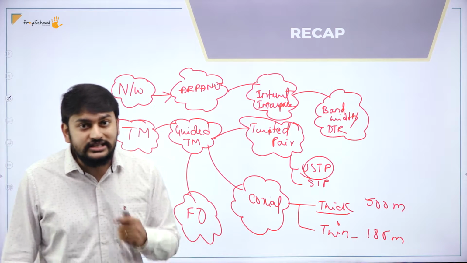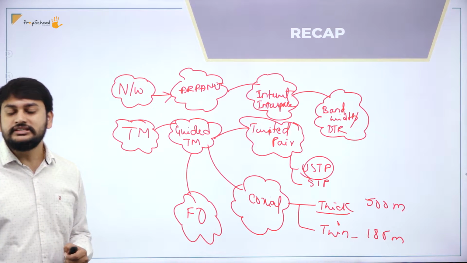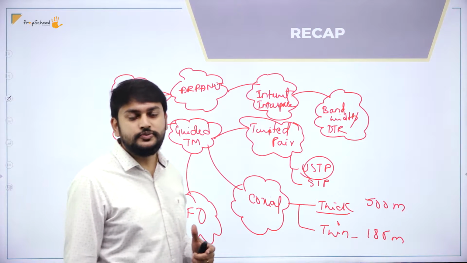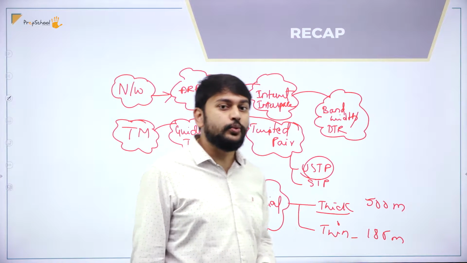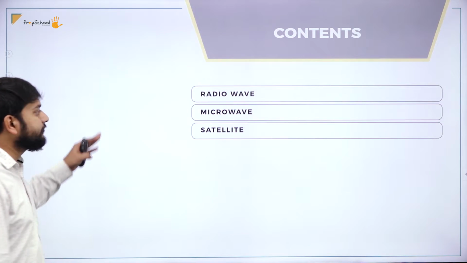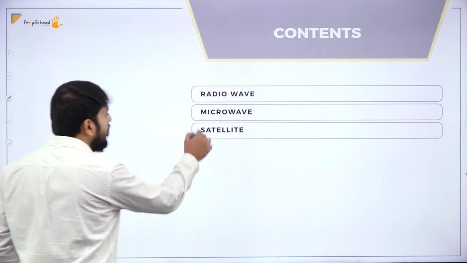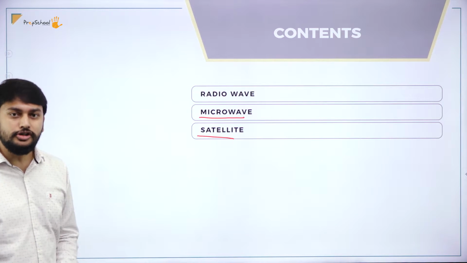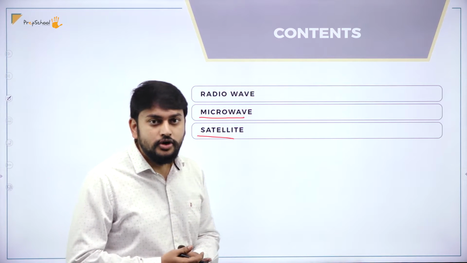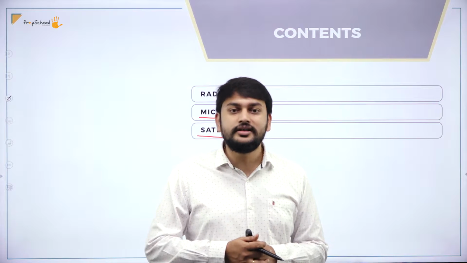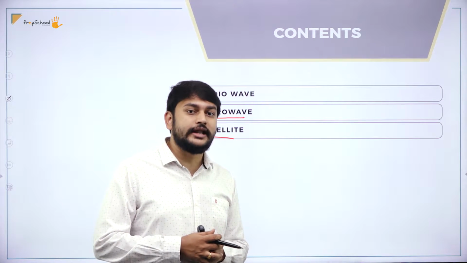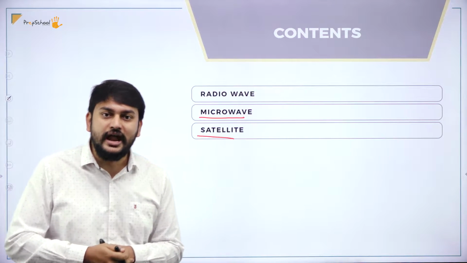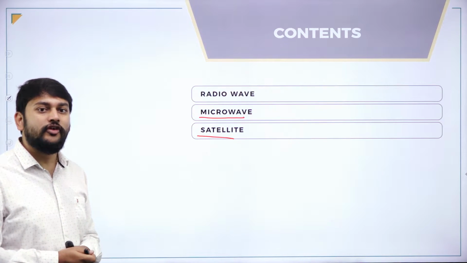But in today's session, I will be discussing unguided transmission media. So what do we have, sir? We have radio wave, microwave, satellite. Including this, we also have infrared. All these things come under the category of unguided transmission media. Let's understand this in detail one by one.